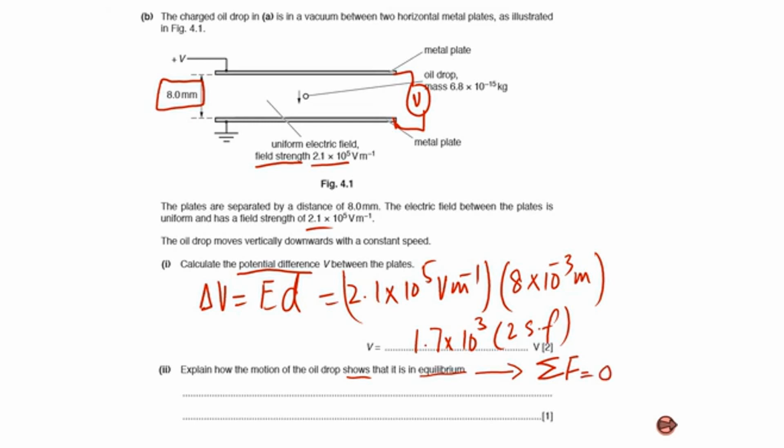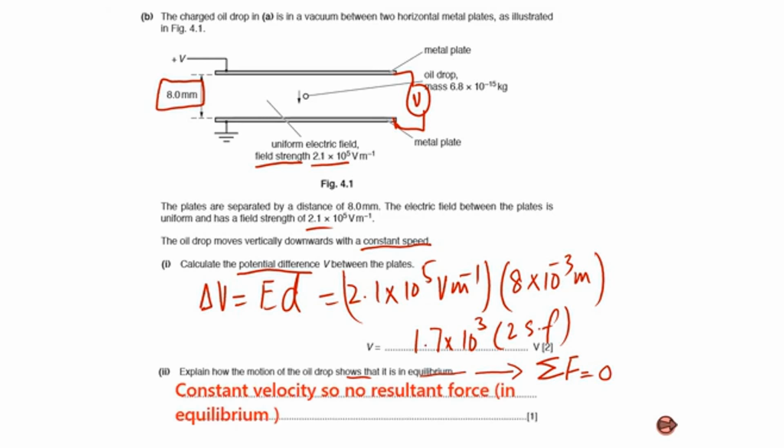If sigma F, the resultant of forces on any object, is equal to 0, it means the object is moving with a constant velocity. So simply we can say the object is moving with constant speed, so the resultant force is equal to 0, and we can say that the oil drop is in equilibrium. So this is how we can answer. Here you can simply say constant velocity, so no resultant force. So it means the oil drop is in equilibrium.